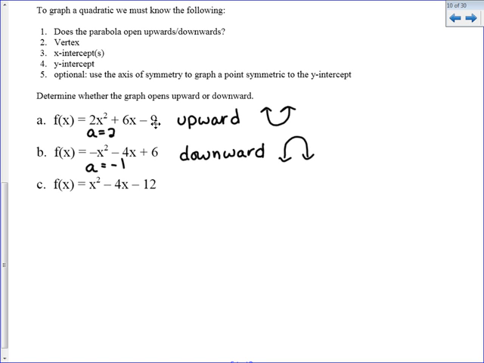And then finally, for C, what's the value for A? 1. So this one opens upward, since A is positive. That's all you're going on. Is that number positive or negative? So it looks something like this, and our vertex is going to be the minimum point. So that's the first question I was asked. It's usually worth a point. Circle one, upward or downward. It's all just based on whether A is positive or negative. Questions?